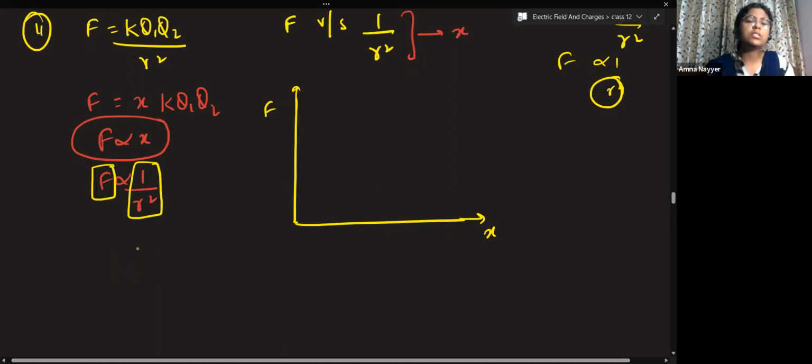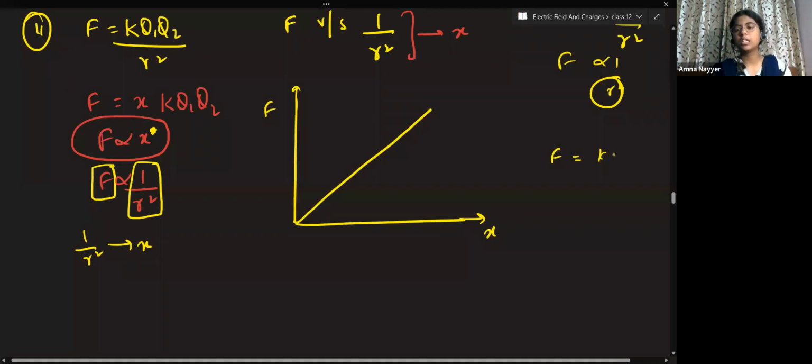Just to make your calculation or understanding easier, replace whatever term is given with x. So you cannot change the power. You cannot make it F is directly proportional to x square. You just take whatever is given in the question, like 1 by r square was given, just take it as x. So you will directly see this relation, F is directly proportional to x. So that's why we get the straight line. Why? Because F is equal to k q1 q2 by r square, you can write it in this manner also, 1 by r square.